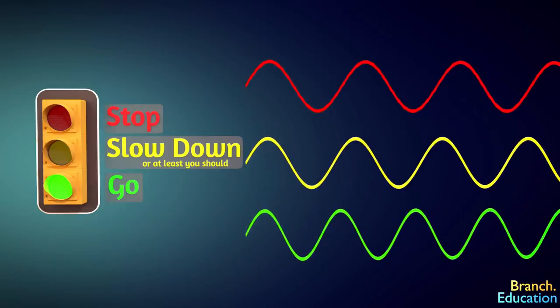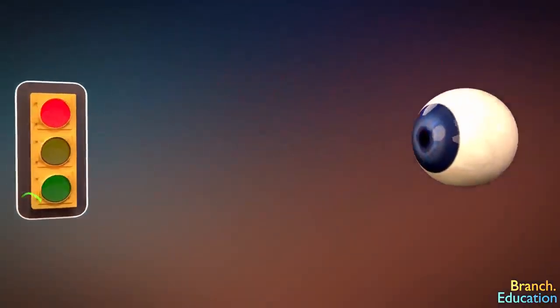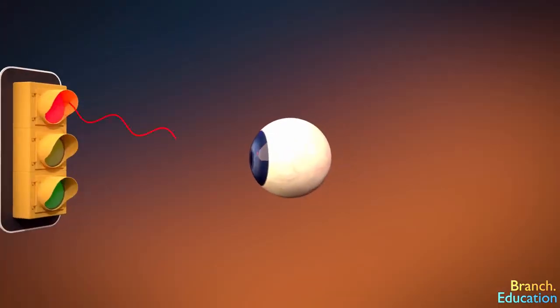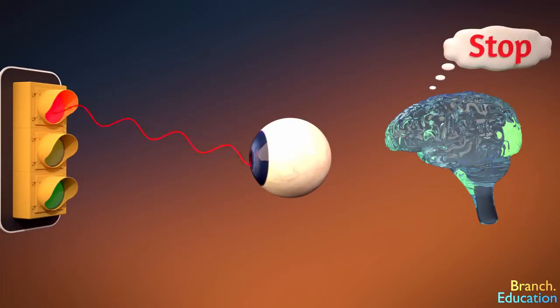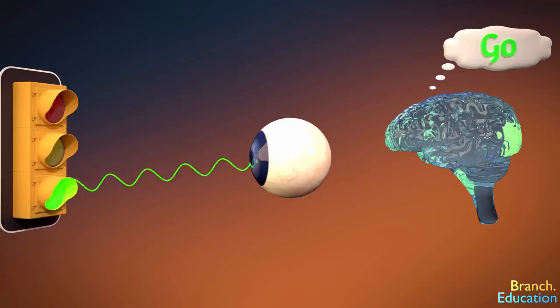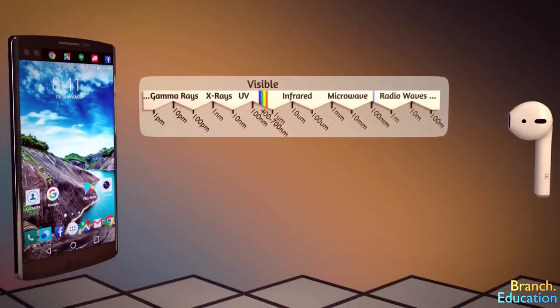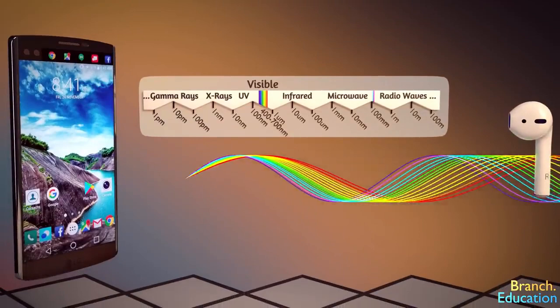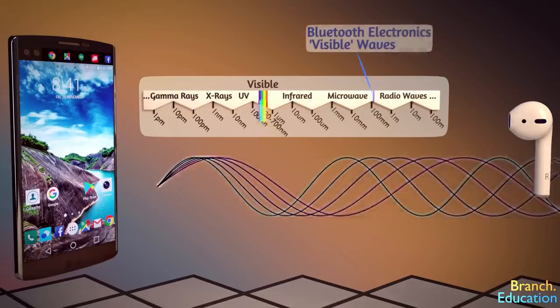The green light has a wavelength of around 540 nanometers, yellow around 570 nanometers, and red around 700 nanometers. Your eyes can easily distinguish between these different wavelengths of light, and your brain interprets these different wavelengths and the information they convey. Your smartphone and wireless earbuds communicate using electromagnetic waves in a rather similar fashion, but utilizing a different section of the spectrum.